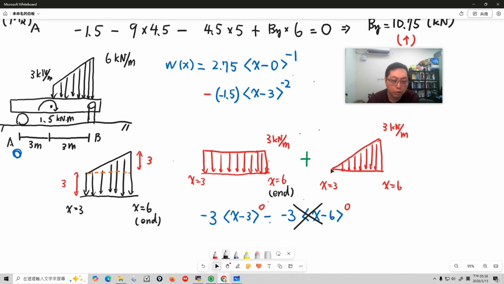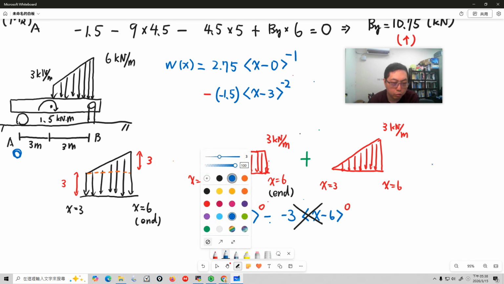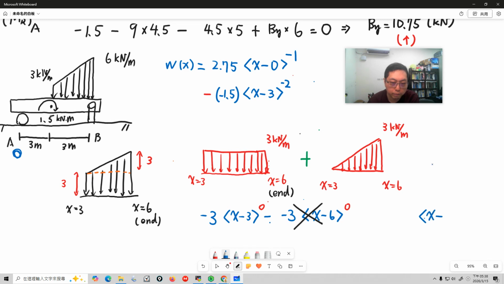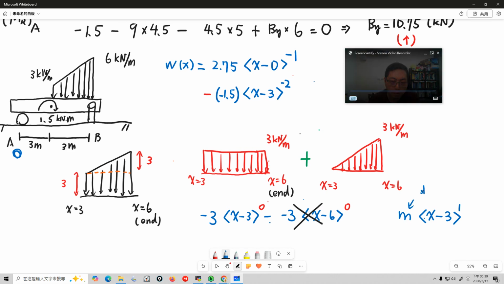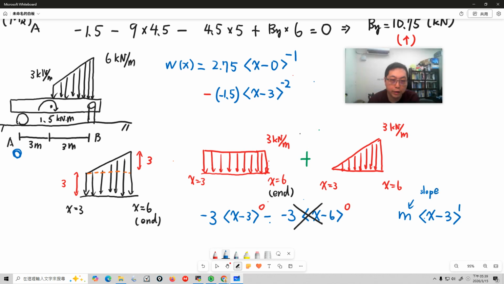For the distributed load of the right triangle, it also starts from x equal to 3, so bracket x minus 3. Because it's linear, its power is 1. Before the discontinuity function, you need a slope m, if you remember the slide. This is a slope. So how do we calculate this slope? Don't make things very difficult. How do we calculate the slope?